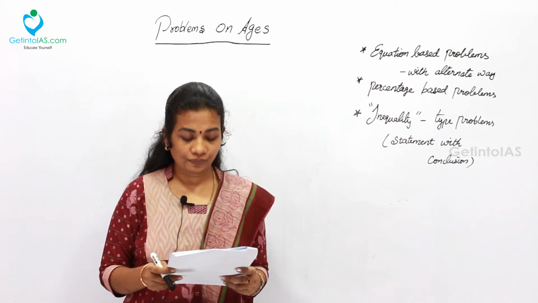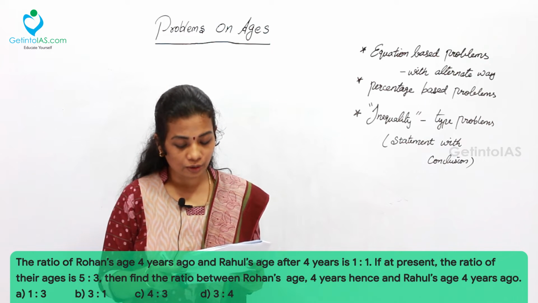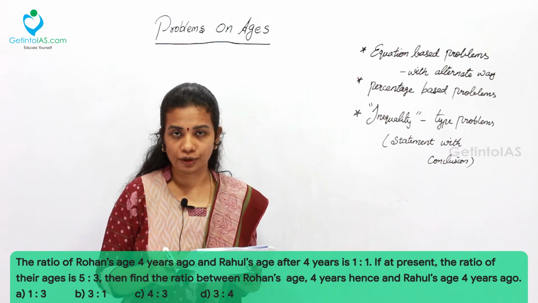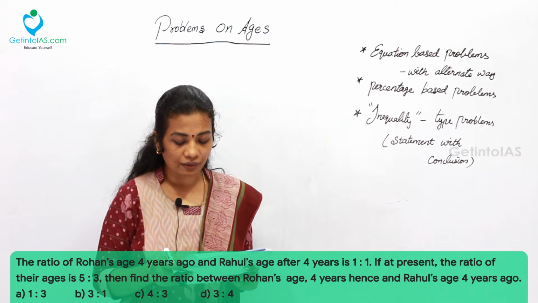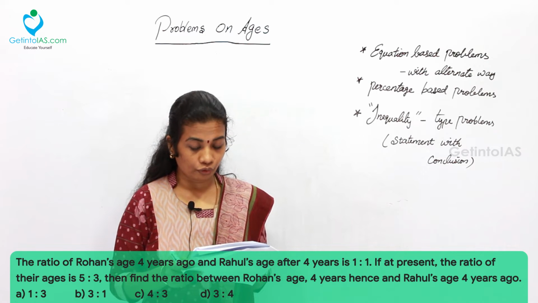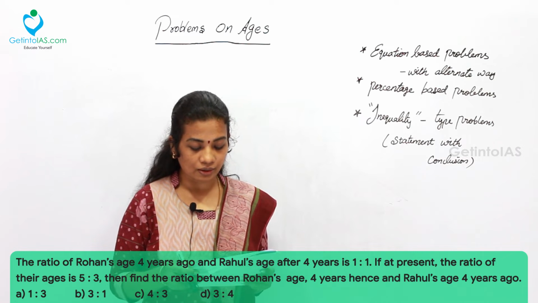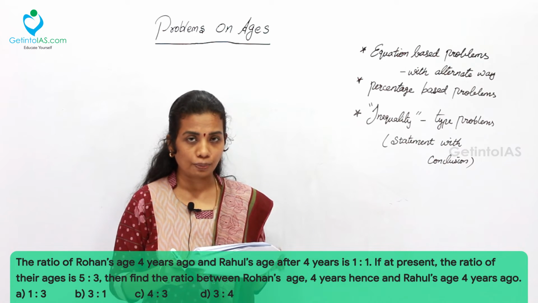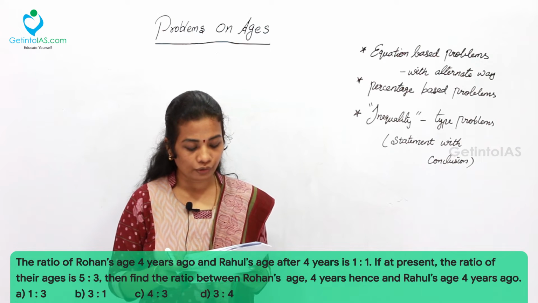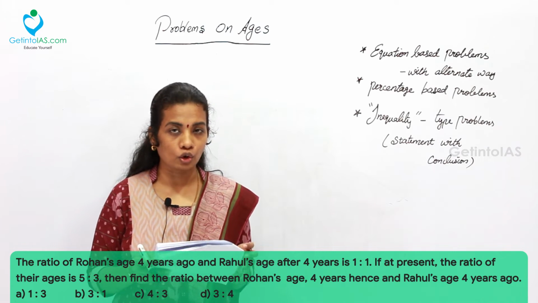The next problem. The ratio of Rohan's age 4 years ago and Rahul's age after 4 years is 1:1. That is, the point to be noted here is both of their ages will be equal 4 years ago and after 4 years. If at present the ratio of their ages is 5:3, then find the ratio between Rohan's age 4 years hence and Rahul's age 4 years ago.